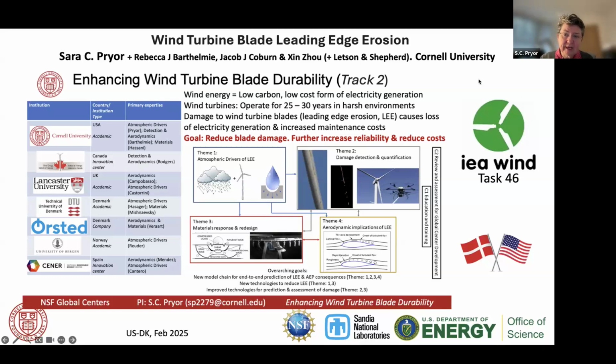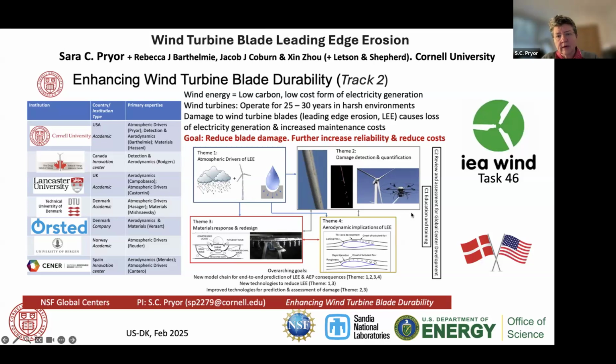They are really mirrored within the IEA Wind Task 46, which has the operating agent of DTU, and that Cornell is part of. So when we think about wind turbine blade leading edge erosion, fundamentally we can think about it as comprising 4 linked themes. The one that I'm going to focus on today is the atmospheric drivers of leading edge erosion. So what causes this damage?